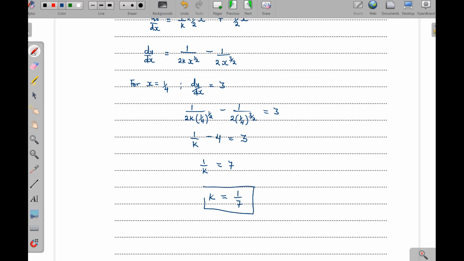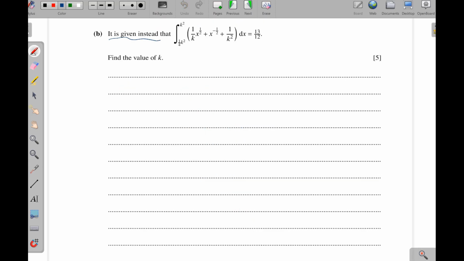That is Part A. In Part B, it is given instead that the integral of the whole of this is equal to 13 over 2. Find the value of k. So when we start the process of integration, you take away the integral sign and replace it with square brackets. Now increase the power by 1. So we have 1 over k, then x is now to the power of 3 over 2. When you increase a half by 1, you get 3 over 2.